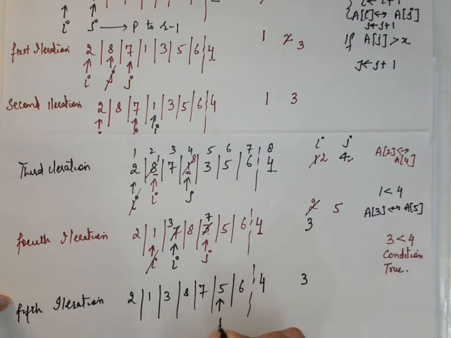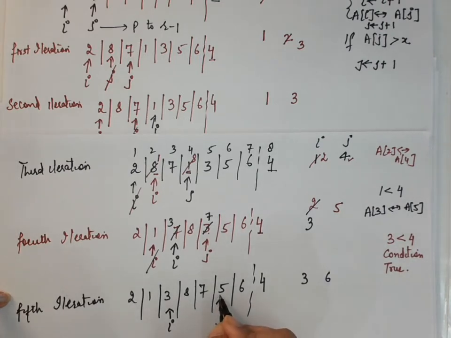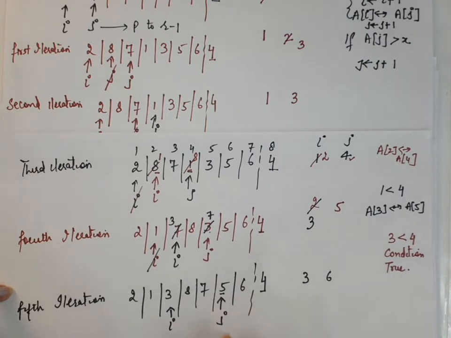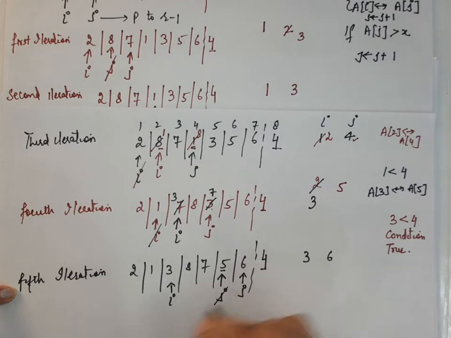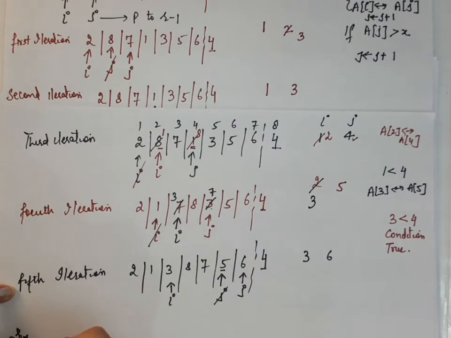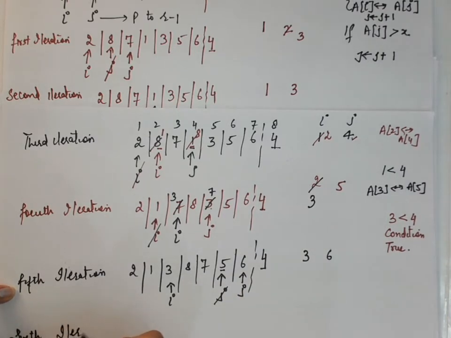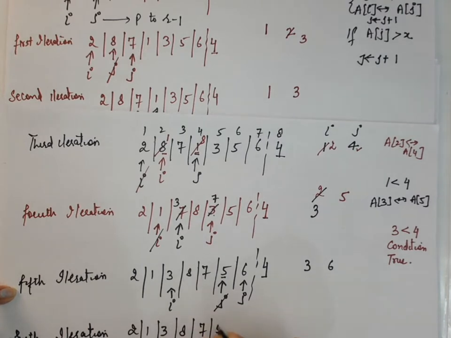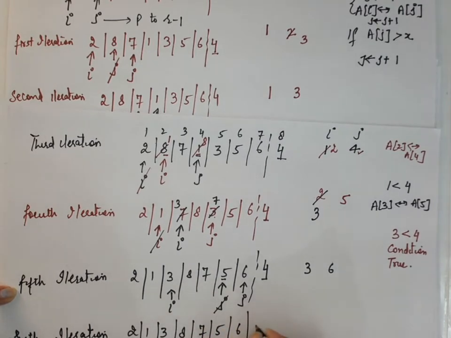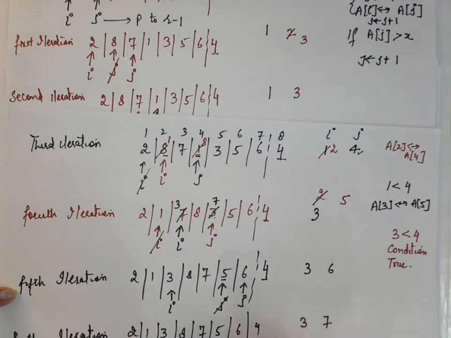Now j is incremented by 1. Now my j is here. Now check, this 5 is less than 4? No, it is greater, so no action is required. It means j is incremented by 1. So after this iteration, my array will be like this, j here.